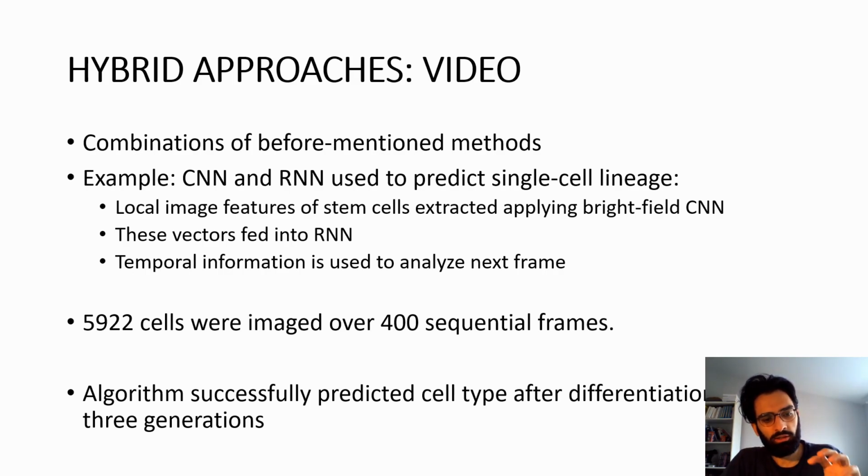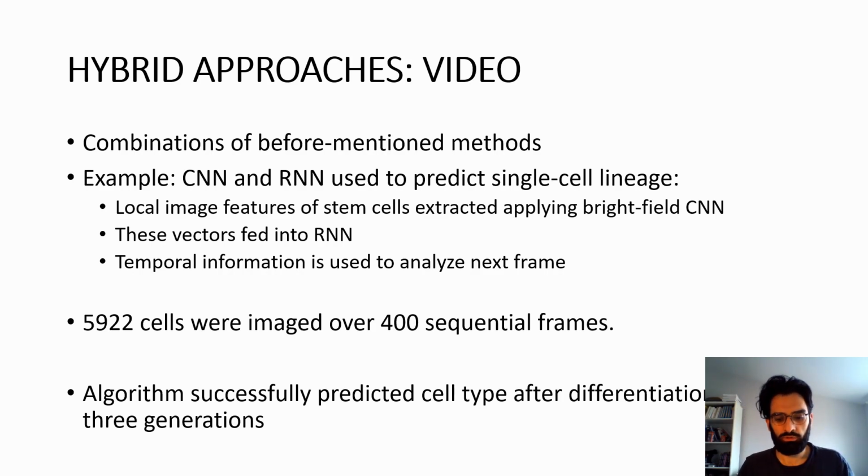And using this method, they image processed almost 6,000 cells in over 400 sequential frames. And this prediction was successful for observing differentiation of cells even in 3 generations. As I said, the hybrid is the ultimate of these methods, a combination of them.